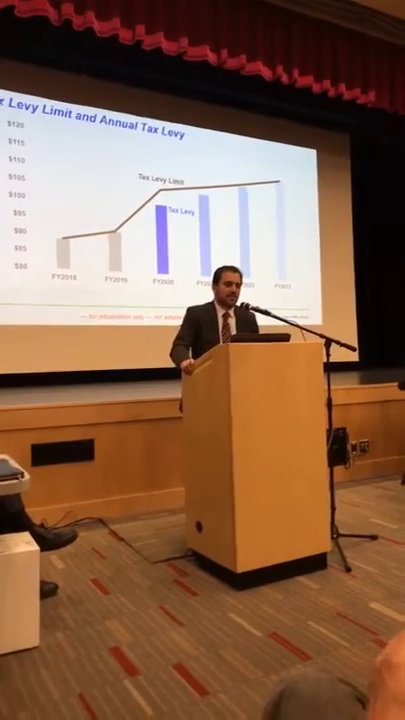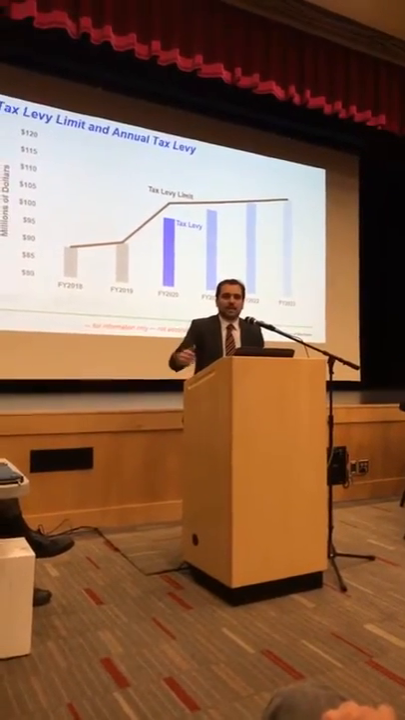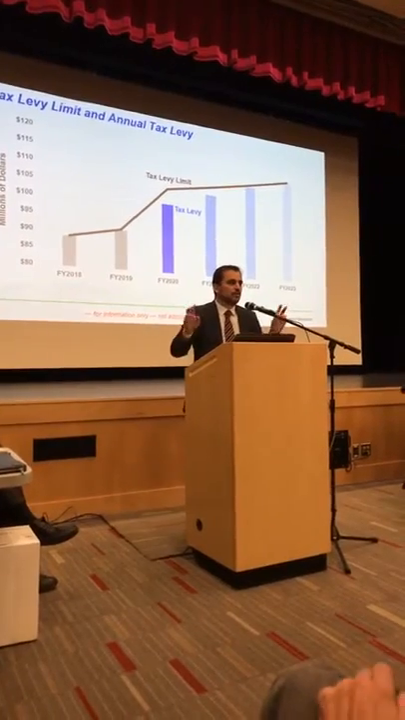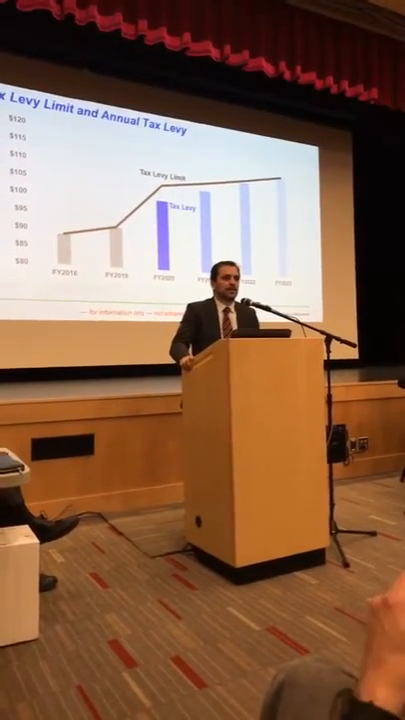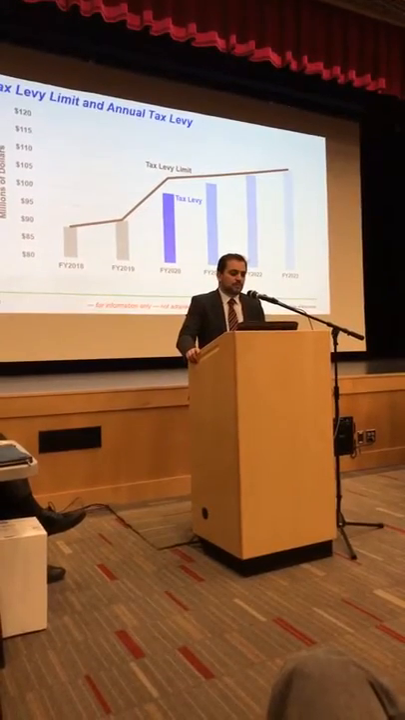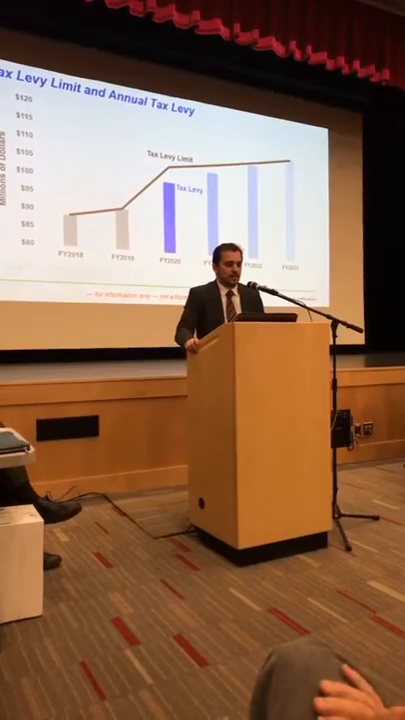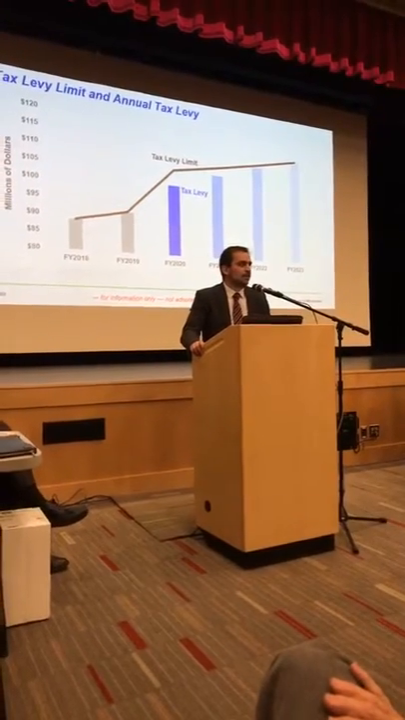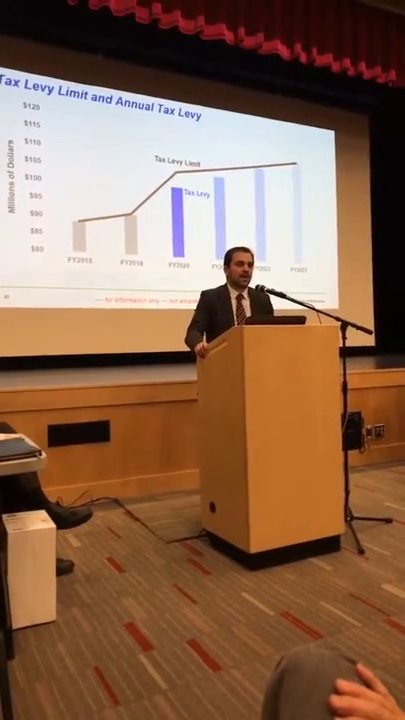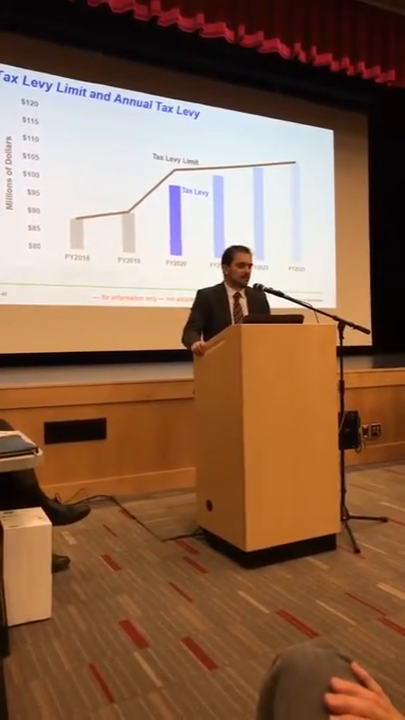Prop 2.5 allows us to raise the levy limit by 2.5% each year, plus what's called new growth, which is when you pull a permit and you knock down a house and rebuild. And then every once in a while we can have an override to raise the levy limit. However, we don't have to tax all the way to the levy limit. And that's what this is showing as far as phasing in.